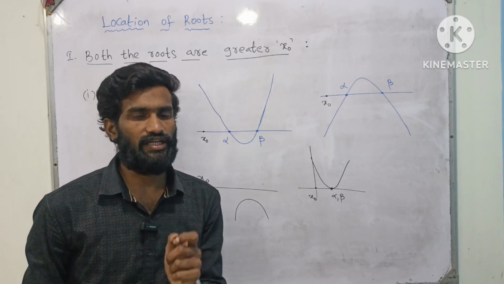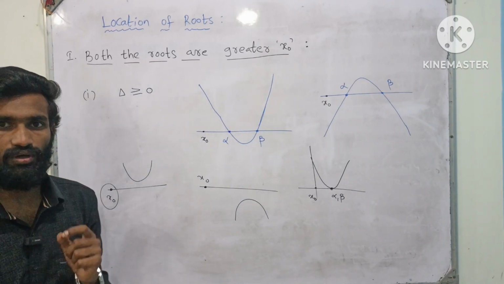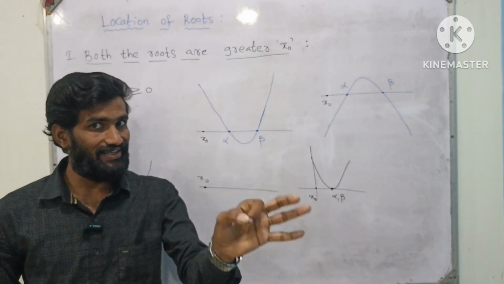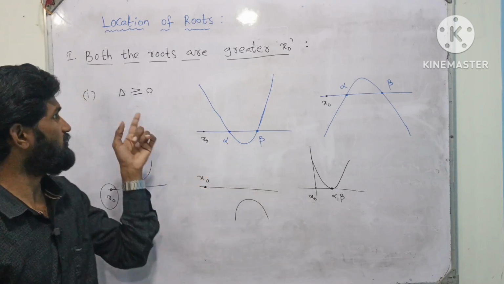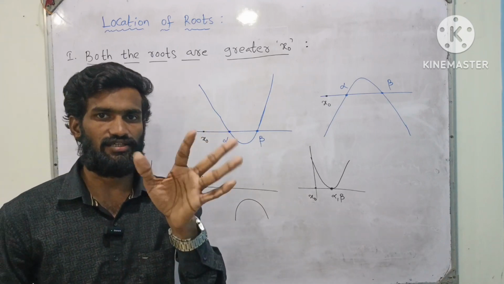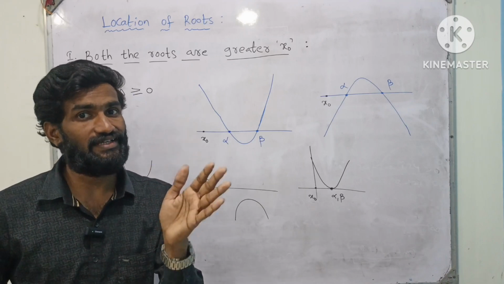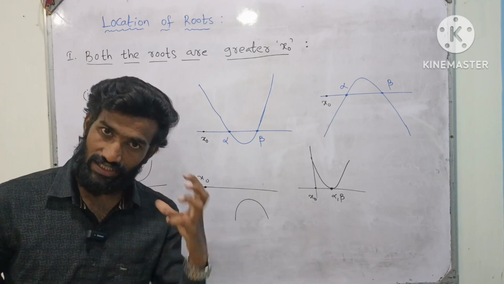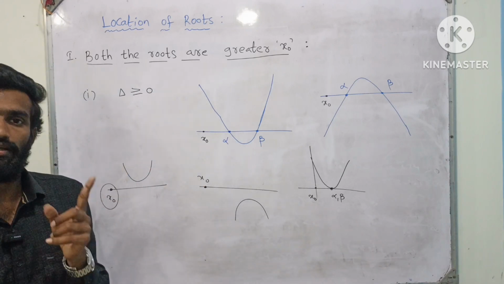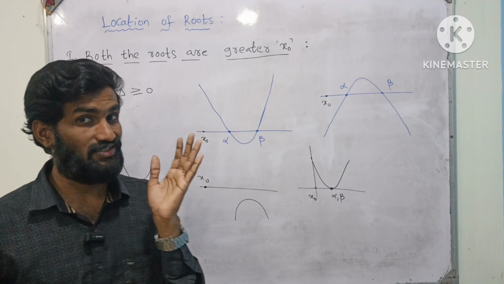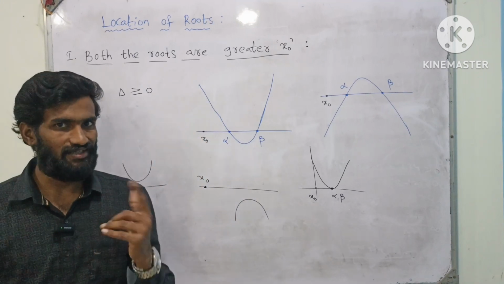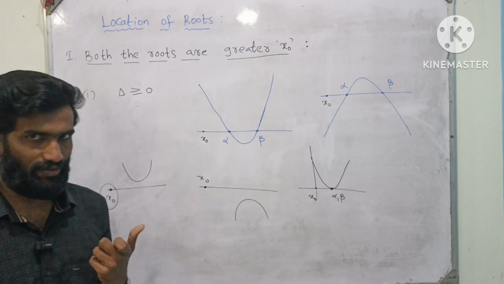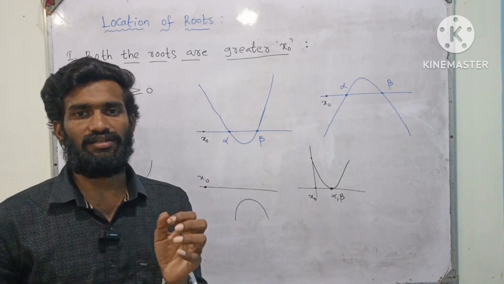Depending on the question, we need to consider either greater than 0 or greater than or equal to 0. If the question says the roots are real and distinct, then we have to consider only discriminant greater than 0. If the roots are greater than some x naught, if he gives like that, then we have to consider greater than or equal to also. Here it is not mentioned whether the roots are distinct or equal. Therefore, we have to consider discriminant greater than or equal to 0 depending on the question.